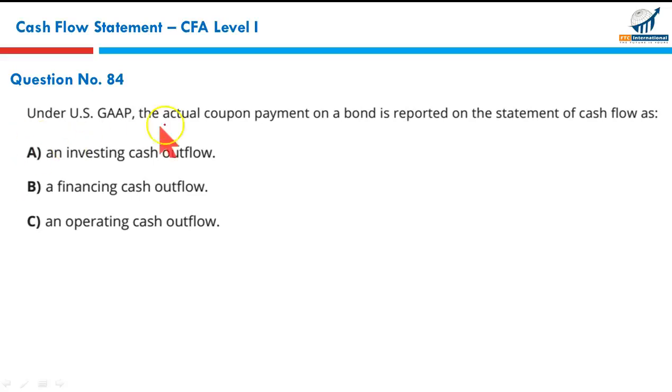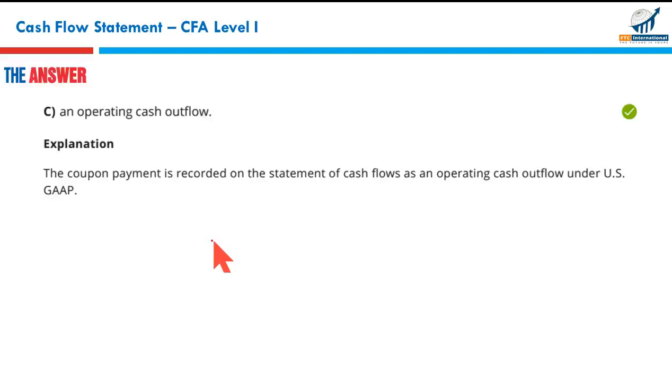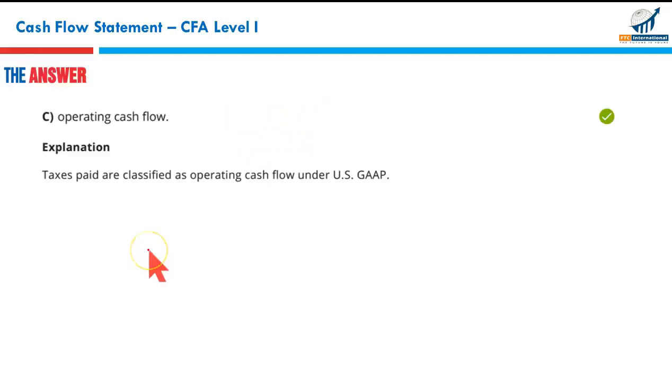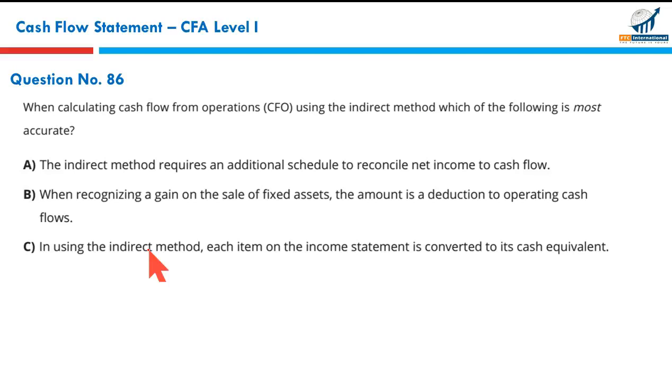Next. Under the US GAAP, the actual coupon, actual interest payment on bond is reported on the statement of cash flows as an operating cash flow. We have done this question many times. So we have no doubt that it's C. Under the US GAAP, taxes paid would be classified without doubt operating cash flows. C.